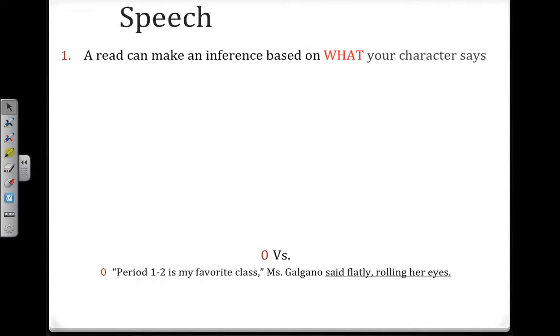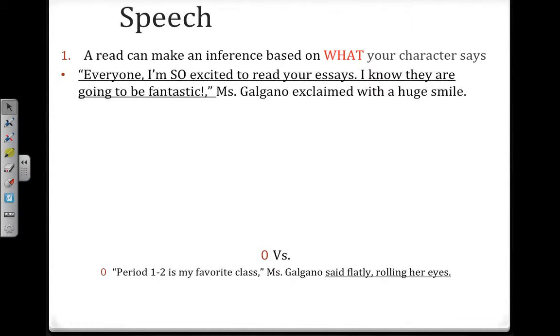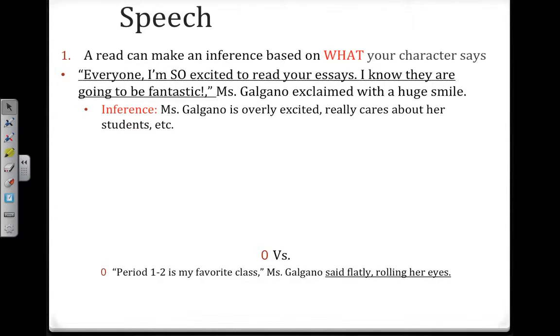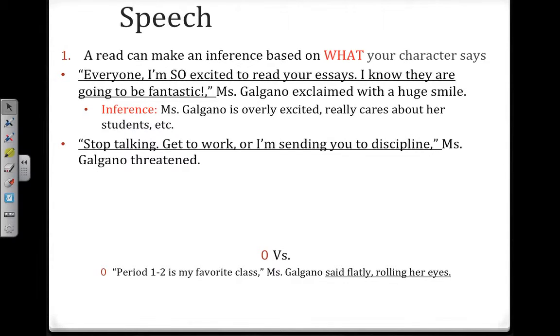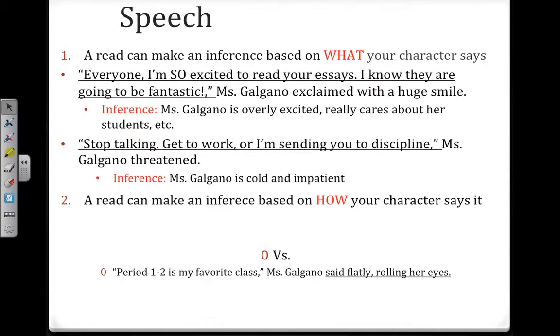With speech, you can make an inference on what your character says. So, for instance, "Everyone, I'm so excited to read your essays. I know they're going to be fantastic," Miss Galgano exclaimed with a huge smile. You can infer that I am overly excited, that I care about my students, etc., etc. "Stop talking, get to work, or I'm sending you to discipline," Miss Galgano threatened. You can infer that I'm cold and impatient.